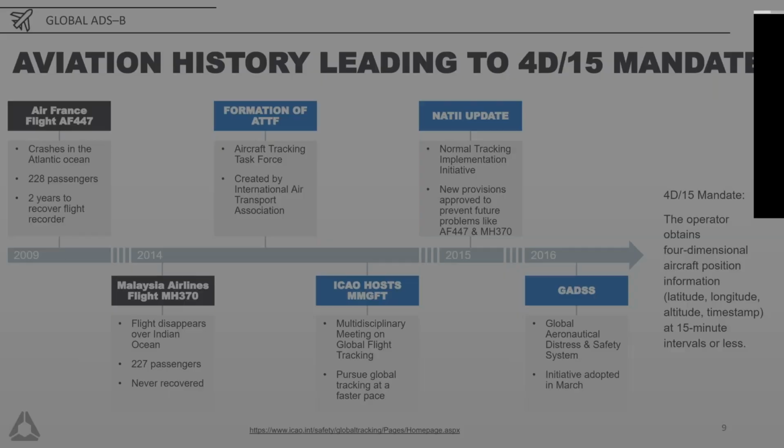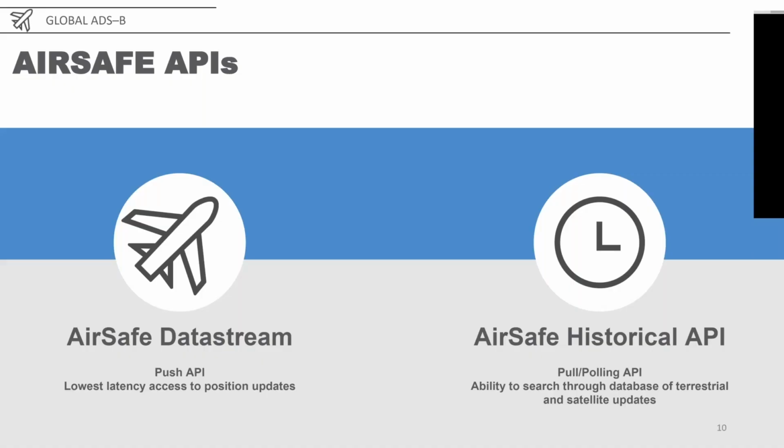Okay, the AirSafe product contains data from ADS-B transmissions from aircraft, where the ADS-B messages are downloaded from the satellites, decoded, and fused into an update for each aircraft. We offer 2 different delivery mechanisms for the same data. We offer a push API stream, and we also offer a pull or a polling API for retrospective searches in our database.